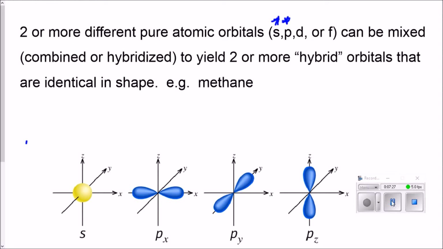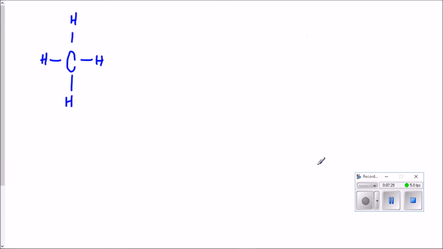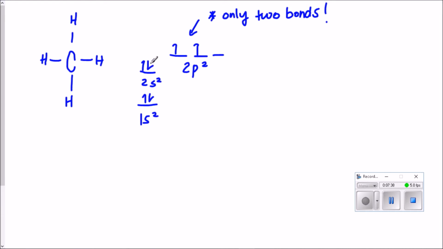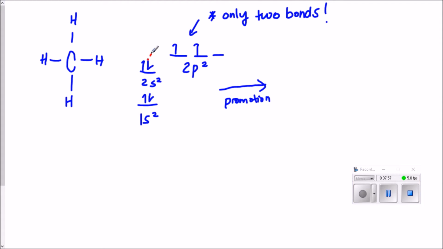For example, for methane. Let's take a look at methane now. This is the Lewis structure for methane, and you expect carbon to be able to make four bonds, but when we look at the energy level diagram, it looks like this. Here it is, and you can see it's only going to make two bonds, but we need to clearly make four bonds. So hybrid orbital theory says we're going to get something called a promotion. A promotion will occur between this 2s2 electron and this empty p orbital here. So this electron here gets promoted up to here.